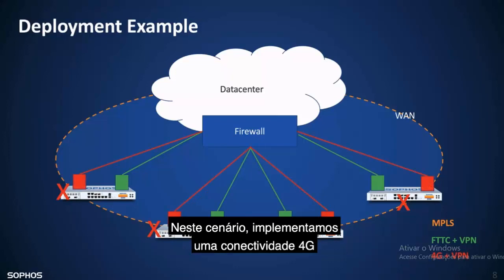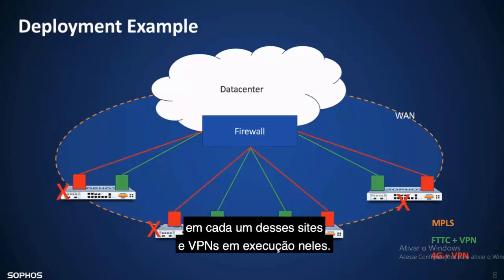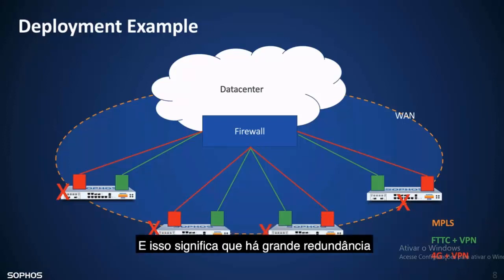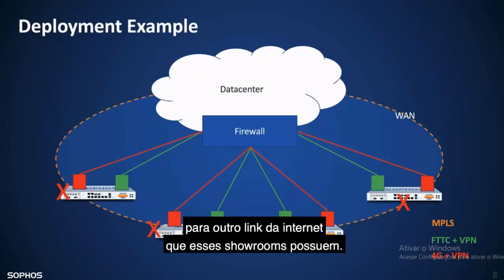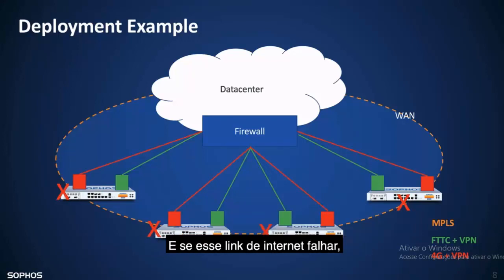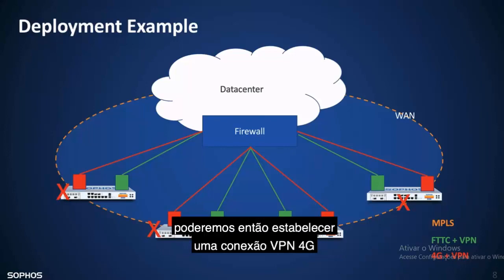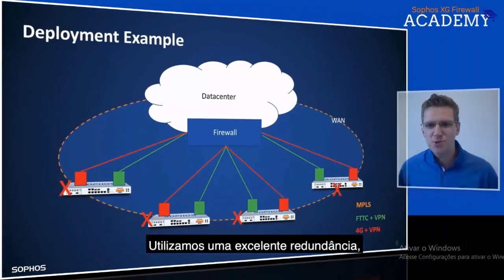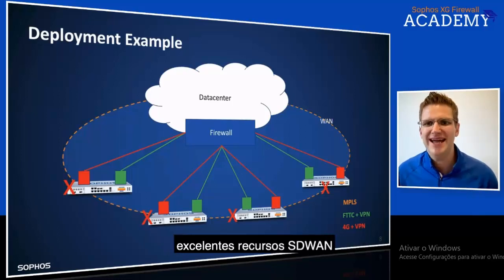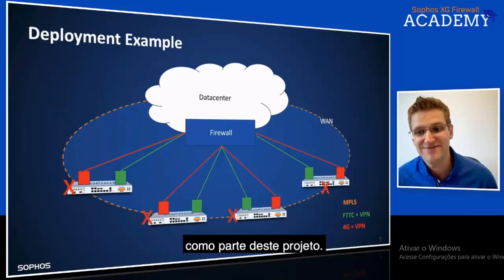So in this scenario, we implemented 4G connectivity in each of those sites and VPNs running over those. And what that meant was that there is great redundancy in all of these showrooms. If their MPLS link goes down, those XG firewalls can fail over to another internet link that those showrooms have. And if that internet link fails in turn, we can then bring up a 4G VPN connection into their data center. So there was great redundancy, great SD-WAN capabilities that were utilized as part of this project.